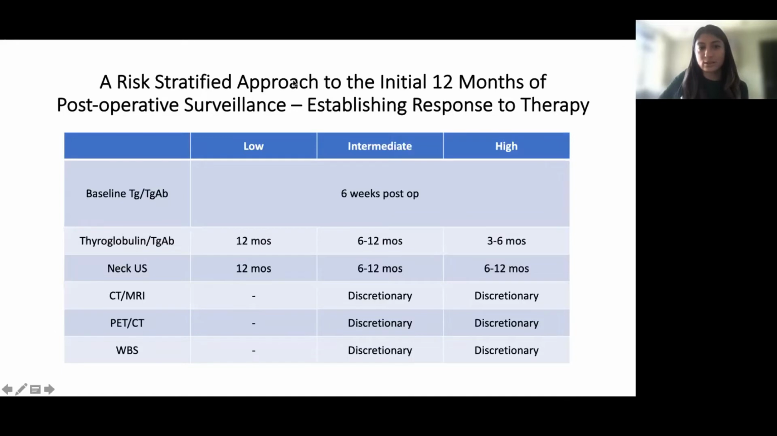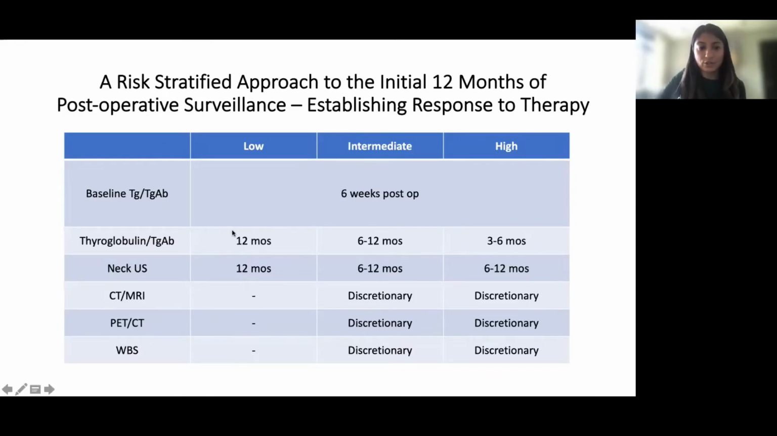So what is a risk stratified approach to the initial 12 months post-operatively? So you've had your surgery, and in the first year after that, this is the time that we establish your response to therapy. So if it's a patient who started with low risk disease, then we would do your baseline tumor marker, which is at 6 weeks after the surgery, or a minimum of 6 weeks after. We don't want it too soon because the tumor marker takes time to come down after surgery.